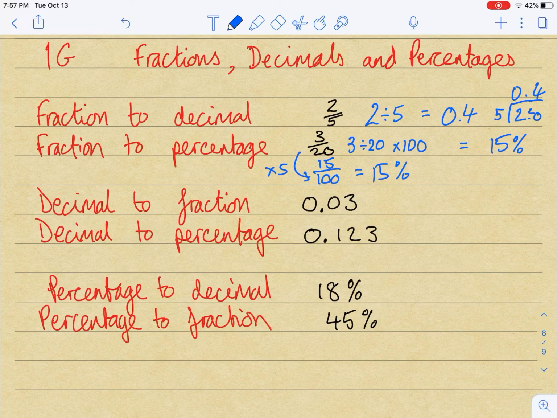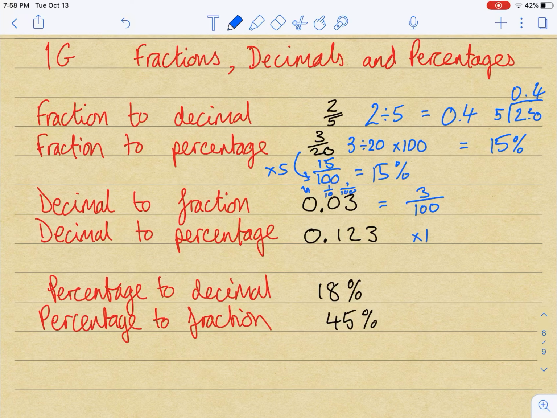Right, decimal to a fraction. Here you need to consider column headings. We've got units, then we've got tenths, then we've got hundredths. So 0.03 is 3 hundredths. Sometimes you'll need to simplify that. You might need to go to thousandths as well, but that's the basic principle. Think about the column headings, tenths, hundredths, and then write it over that.